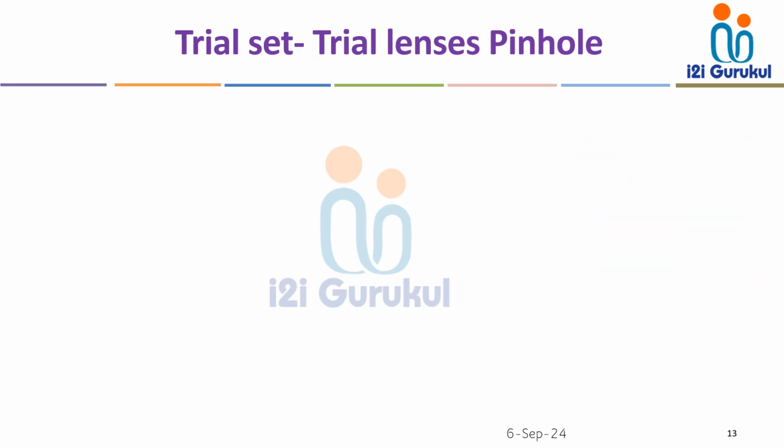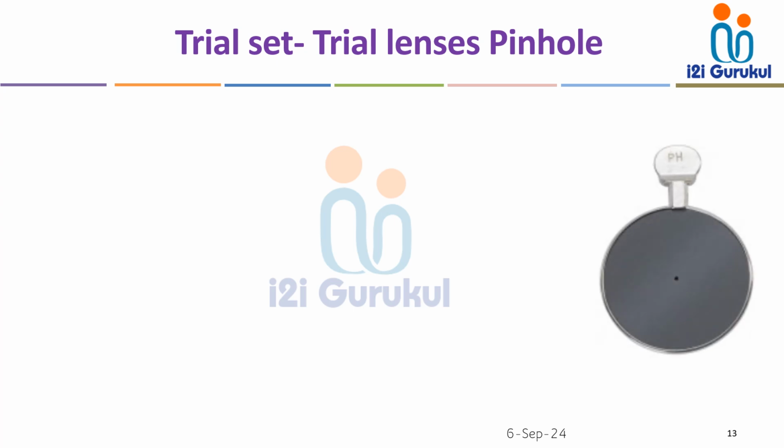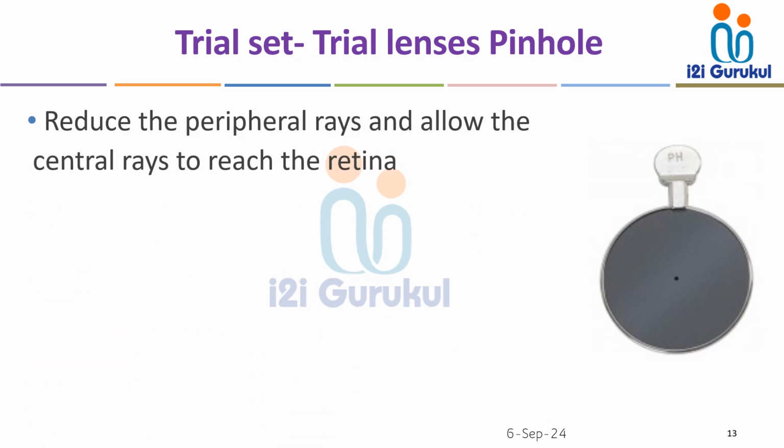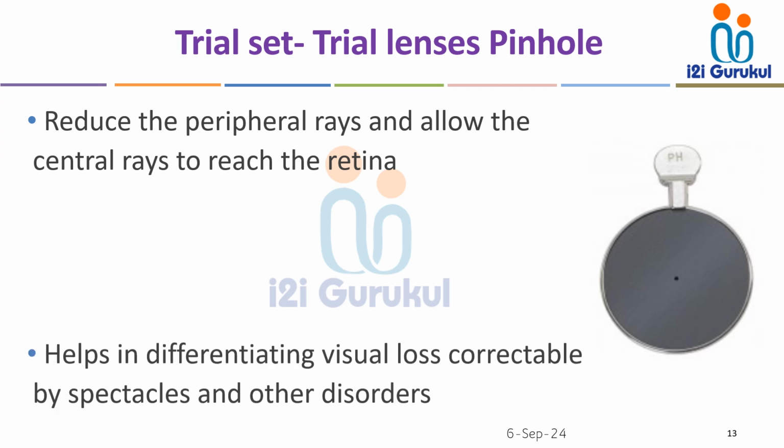Coming to the next accessory, that is the pinhole. You can see in the image there is a small hole in the center of the lens. It reduces the peripheral rays to allow the central rays to reach the retina.